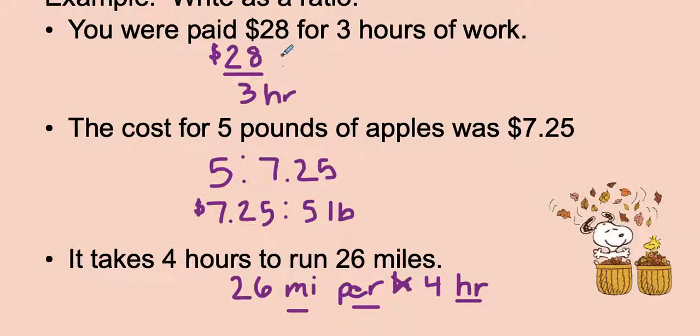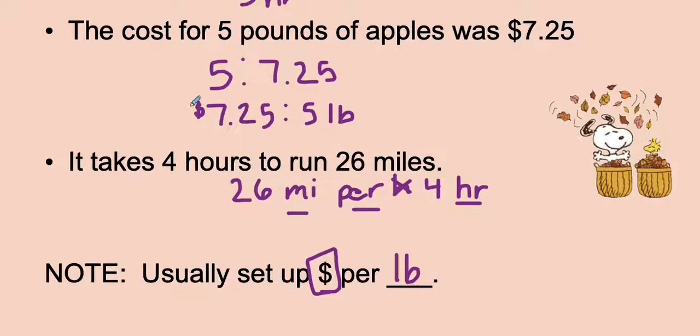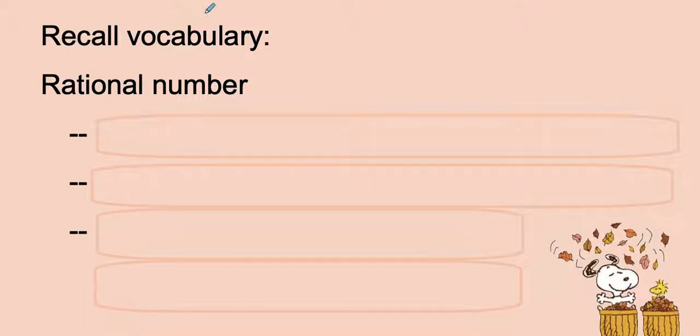Usually when you're dealing with money, that money is going to come first. It's going to go in the numerator of a fraction. It's going to come first in this form. And in words, your money will come first before the per. So just be aware of that when it comes to money ratios and proportions.